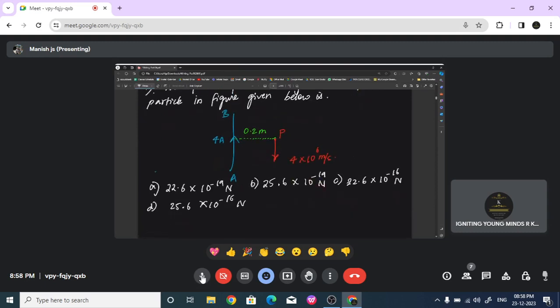Just try this out. You have a straight current carrying conductor carrying current from A to B whose value is 4 amperes, and you're choosing a point P at a distance of 0.2 meters, and the particle P is basically moving with a velocity of 4 into 10 power 6 meters per second. So you will have to find out what is the force experienced by it.